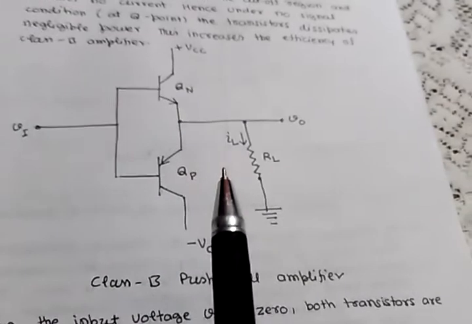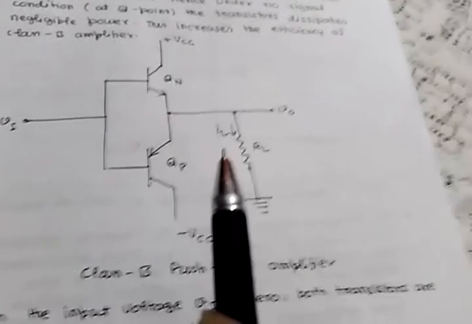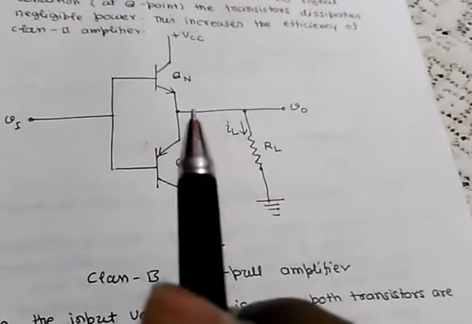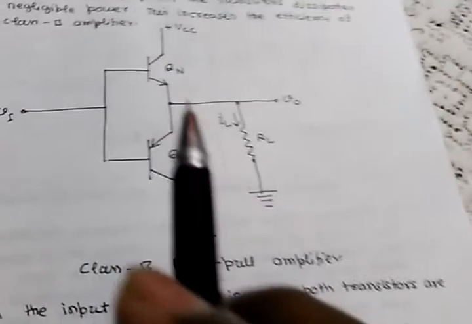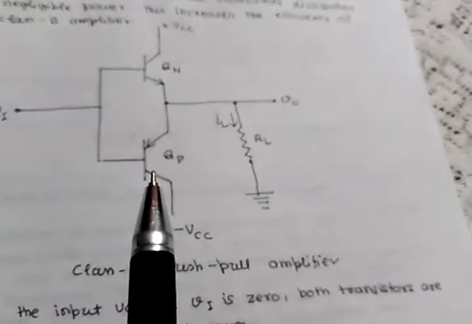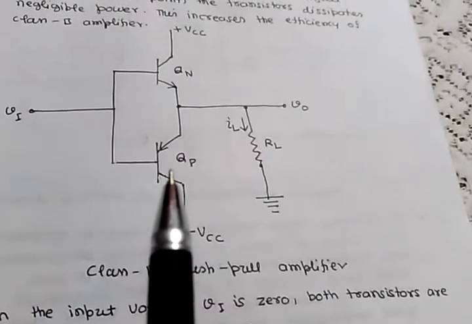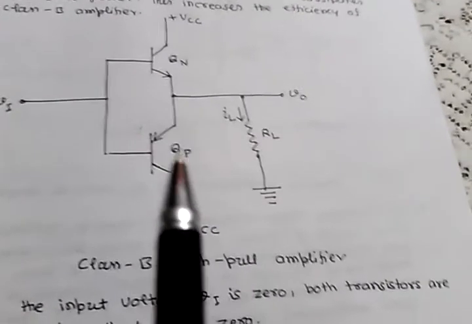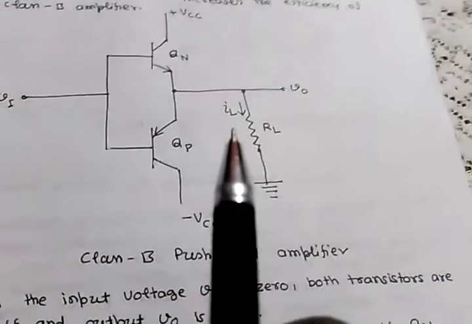In this way, during the positive half cycle, the current conduction takes place by QN in the direction of IL, and during the negative half cycle, the current conduction will take place by transistor QP in the reverse direction of IL.